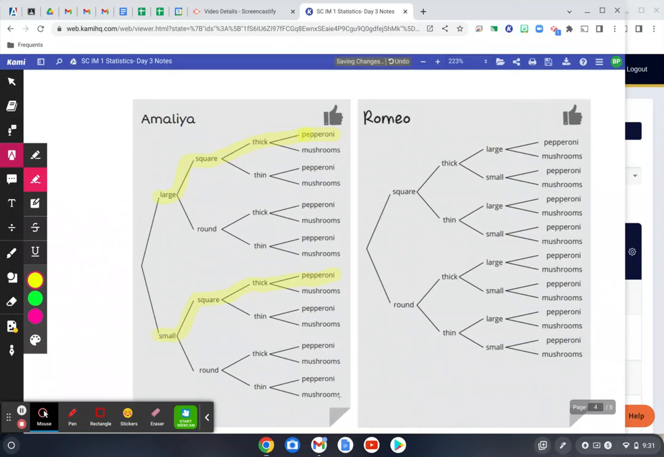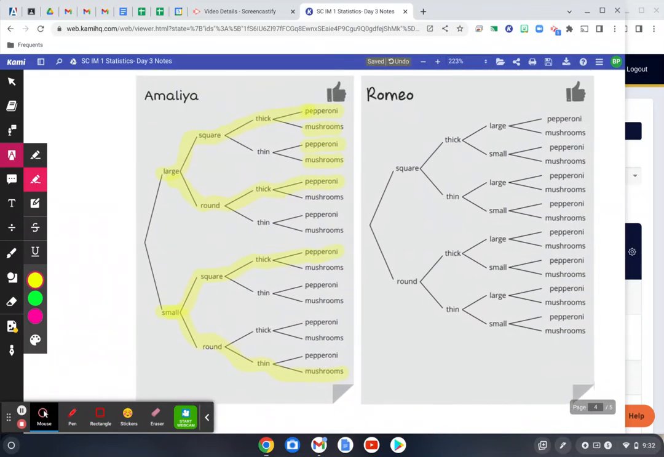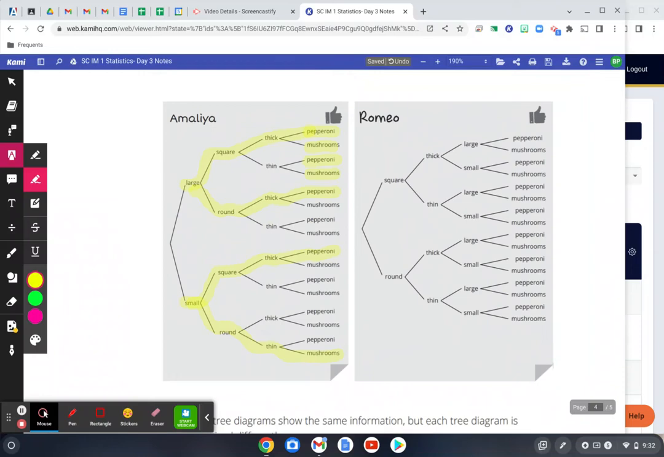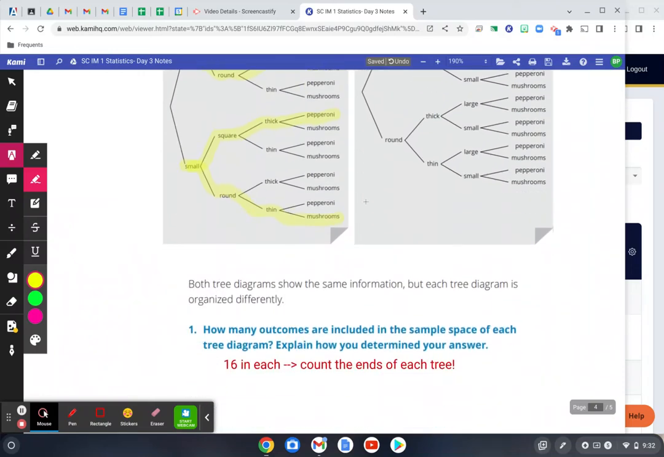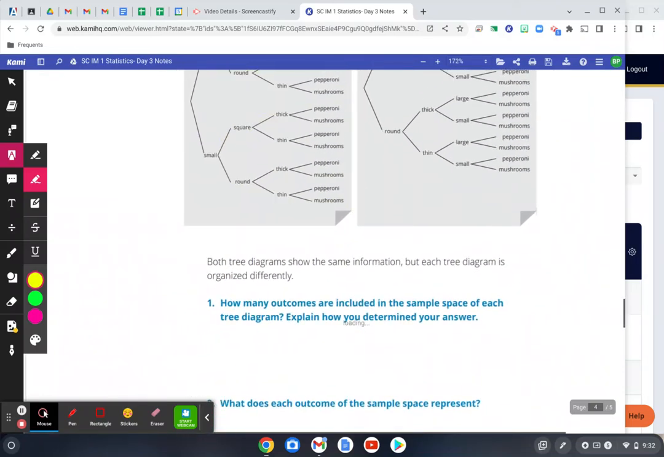And this guy down here is a mushroom pizza on a thin crust that was a round pizza that was a small. So basically all of these final outcomes here all tie back into a beginning. This is pepperoni on a thick crust on a round pizza that is large. Okay, and if we list all these things out, which you will in just a few moments here, in each case with Amalia and Romeo, there are 16 total outcomes.